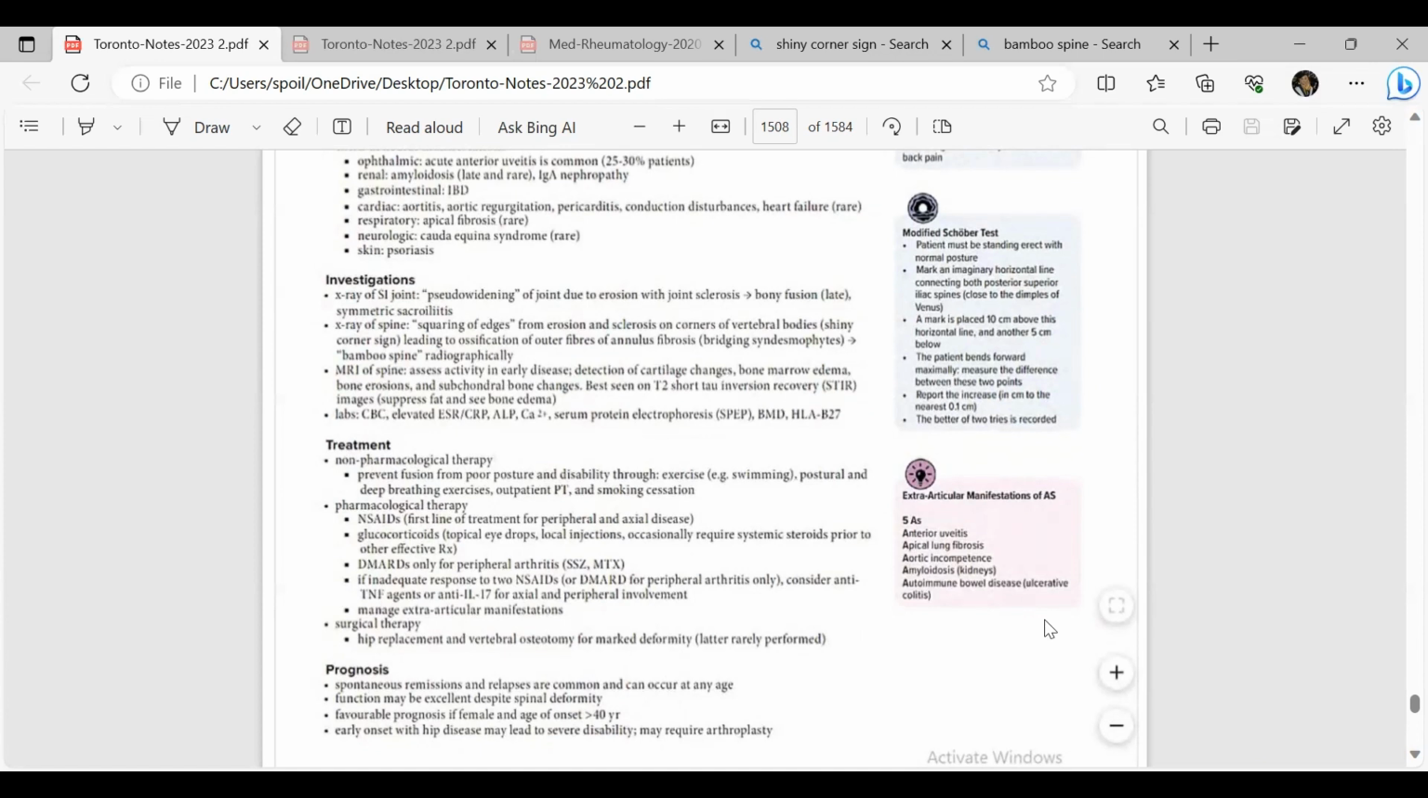No, I have 6 A's in mine. It says 6 A's. Atlanto-axial subluxation is the first one, then anterior uveitis and all the rest. Atlanto-axial subluxation, then anterior uveitis, then apical lung fibrosis, aortic incompetence, amyloidosis, and autoimmune bowel disease. Atlanto-axial subluxation is the first one.